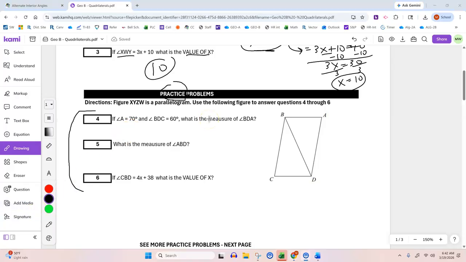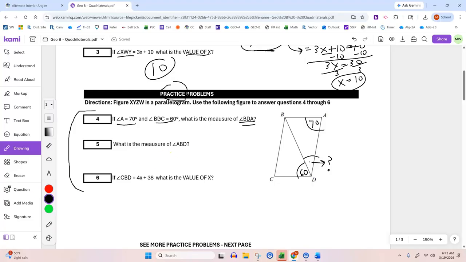Okay, so if you've tried them out, it says A is equal to 70, so that means that's 70 degrees right there. BDC is this one, so that's going to be 60. Okay, what is BDA? So they're asking what that one is right there. Well, what do we know about this? Well, we know that this angle plus this angle plus this angle, they're adjacent, right? So they equal 180 degrees.